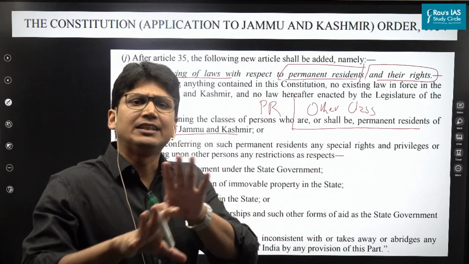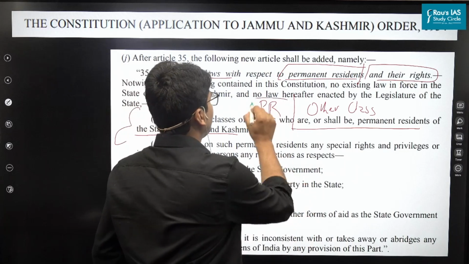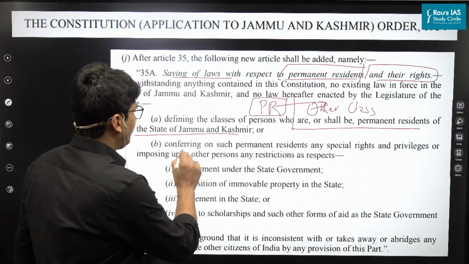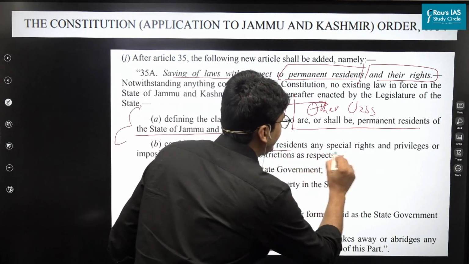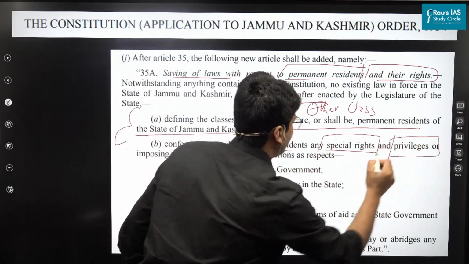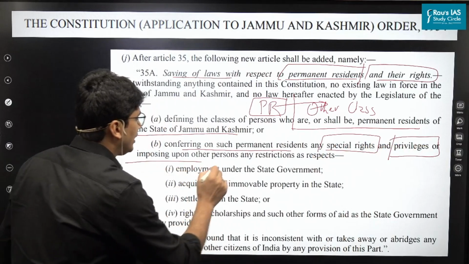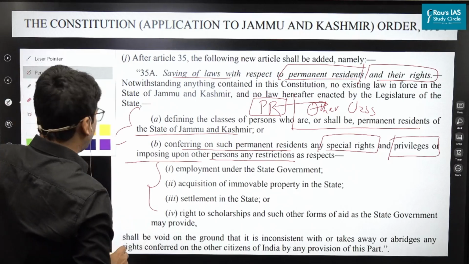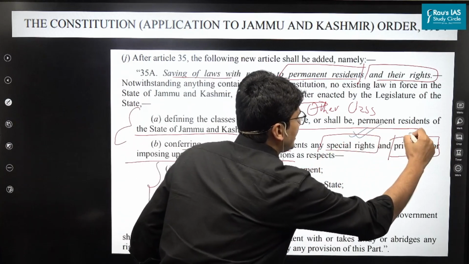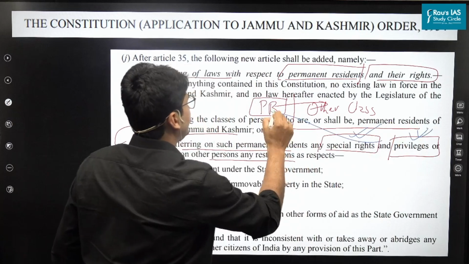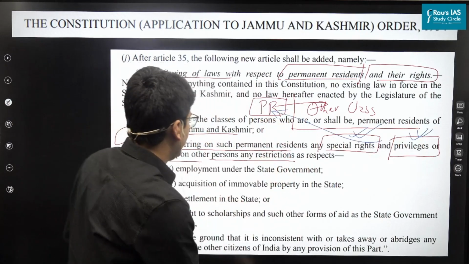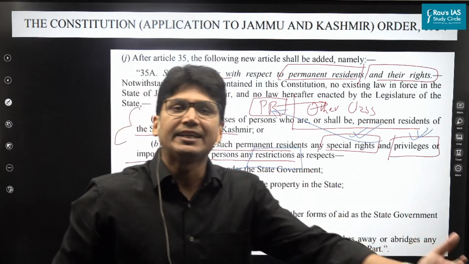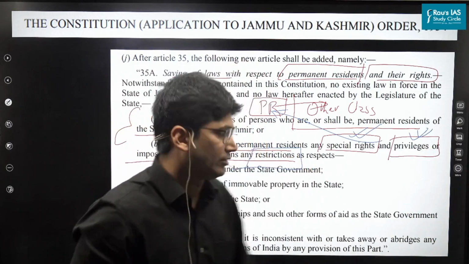So clearly there is a discrimination between the permanent residents and other residents. It then says that conferring on such permanent residents any special rights and privileges or imposing on other persons any restrictions. So on one hand, it provided for special rights and privileges to the permanent residents, and on the other hand, it could also impose restrictions on some other category of residents or non-residents.